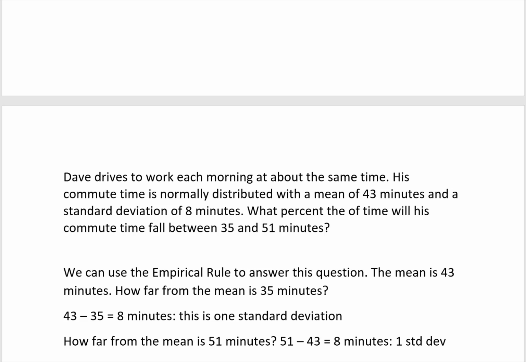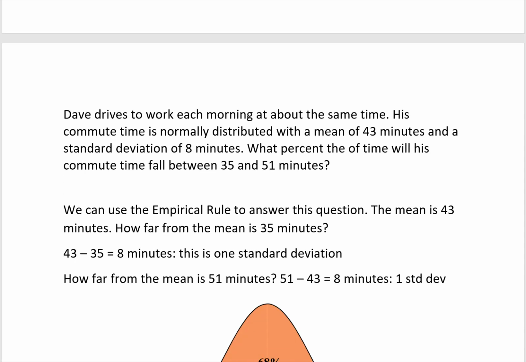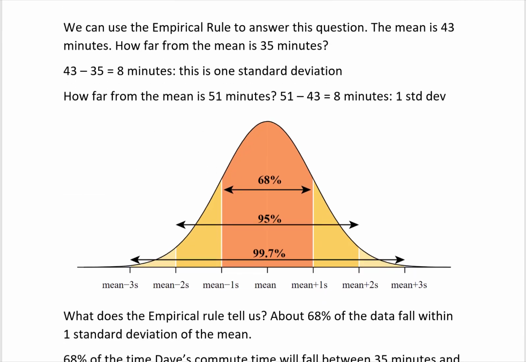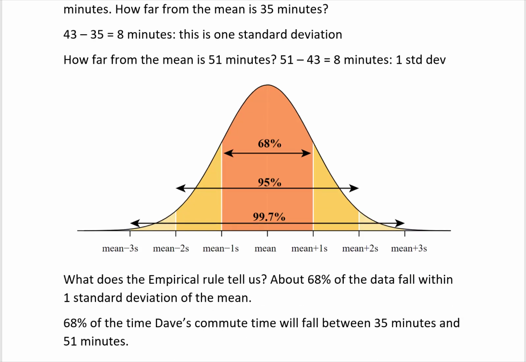How far from the mean is 35 minutes? So if I subtract 35 from 43, I get 8 minutes. And this is the value of one standard deviation. How far is 51 minutes from the mean? 51 minus 43 is equal to 8 minutes, also one standard deviation. And if I look at the empirical rule, what does it tell us? About 68% of the data will fall within one standard deviation of the mean. So 68% of the time, Dave's commute time would fall between 35 and 51 minutes.